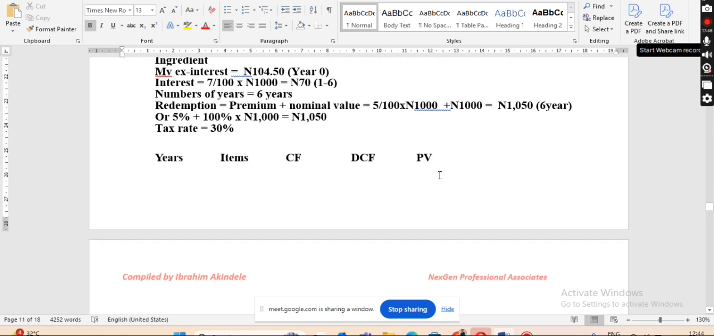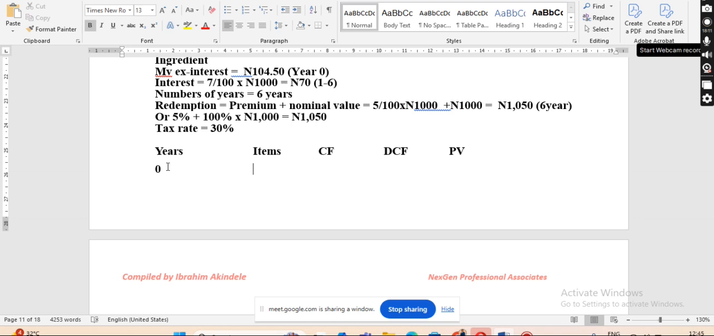Now, if this is established here, we want to calculate the internal rate of return. We start at year 0, which is the market value ex-interest. Don't forget that the market value ex-interest is per bond, per 1.